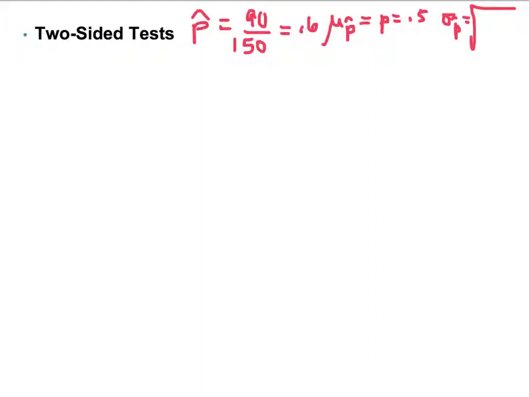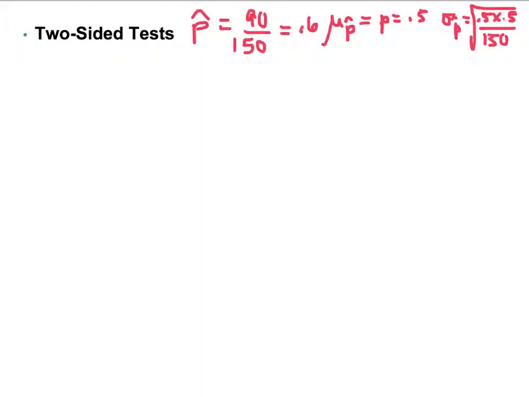So to do this, we need to know, well, what is p hat? He surveyed 90 out of 150. So p hat is 0.6. We need to know the mean of our sampling distribution, which is equal to the population parameter set in our null hypothesis. And we need to know the standard deviation, which is the square root of p times 1 minus p, and I know that 1 minus 0.5 is 0.5, divided by 150.